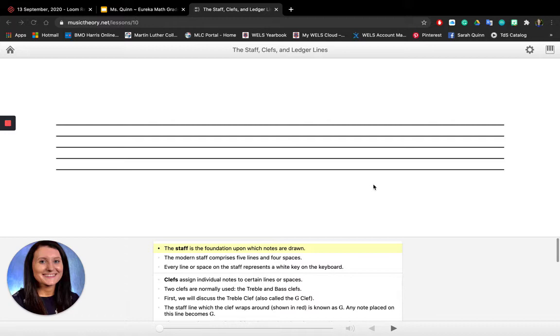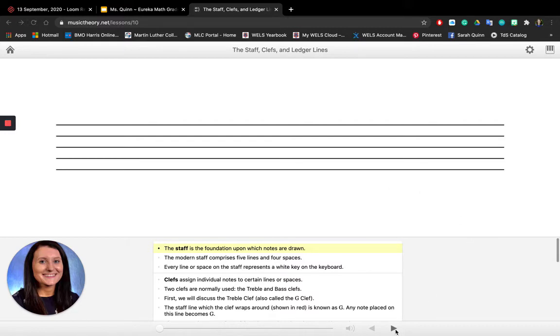So some of you may already play a musical instrument or sing with music in front of you, and that is awesome. For those of you who are new to music, that is perfectly okay. We will take this slow and steady. The goal is to help you be able to read music so that you can follow along and sing praises to God in church. So today, we will start with the lesson on the staff, clefs, and ledger lines.